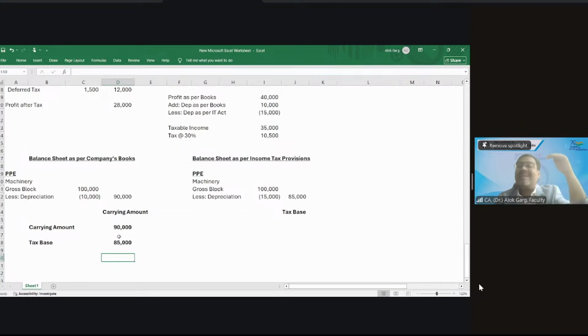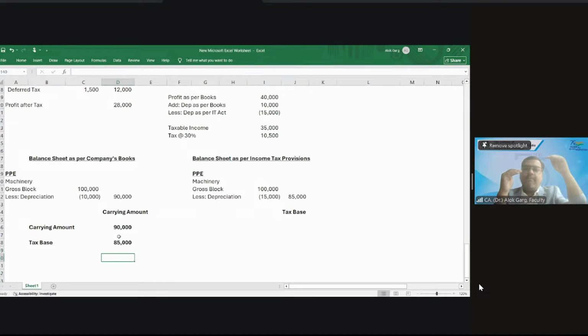What is the carrying amount of the asset? What is the value of the asset in accounting books? 90,000. The other hand is my tax books. What is the value of the asset in the tax books? 85,000. So the value of the asset in my tax books is lower than in the accounting books. In accounting books the asset value is higher, in tax books it is lower.